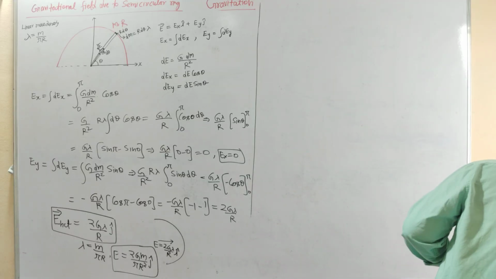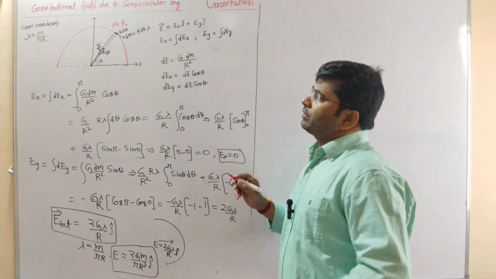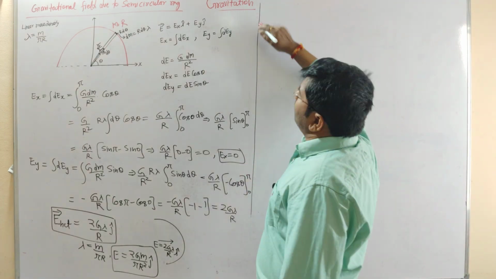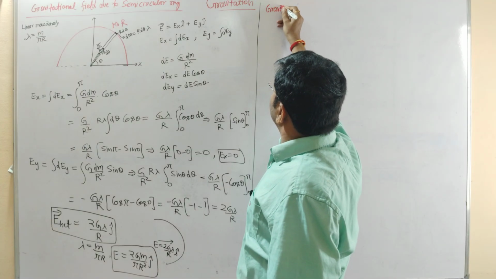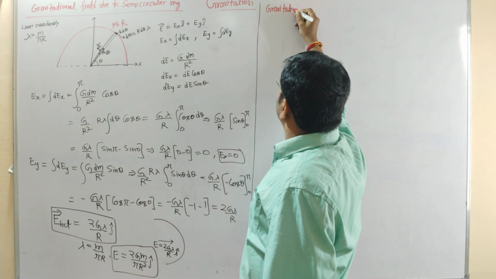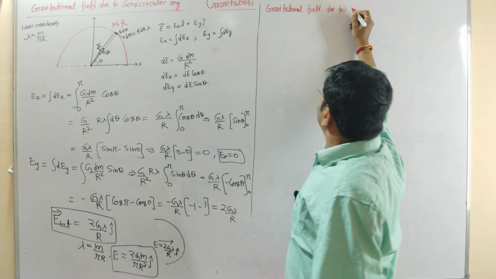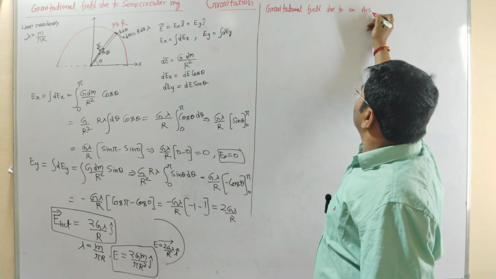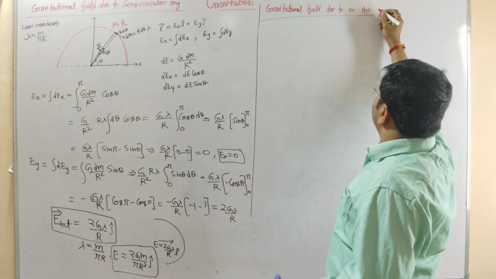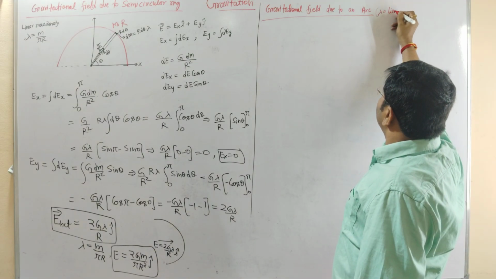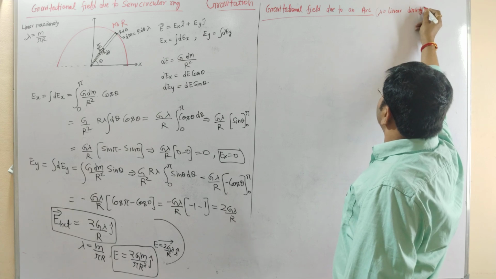Next, we will calculate the gravitational field due to an arc. That will be the general condition. If we put different theta, we'll get the gravitational field. So, the gravitational field due to an arc. Let's take a linear density given. Lambda is the linear density, or they can give mass also. Linear density means mass per unit length.